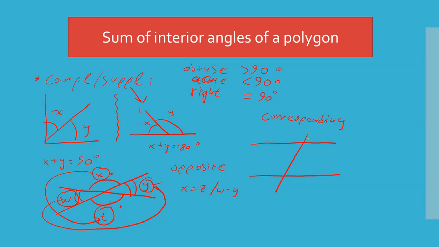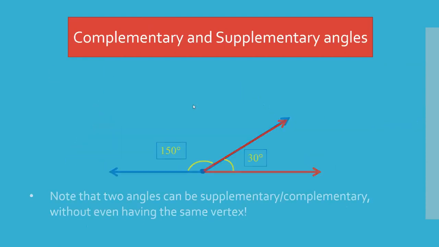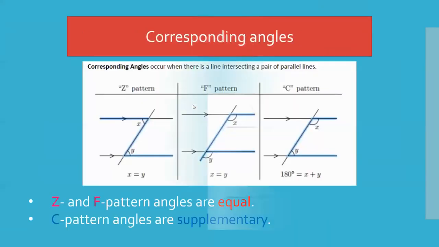So we talked about corresponding angles as well, and they happen when we take two parallel lines and we cross them with another line. Then there are these patterns created. So there is this Z pattern that is created, and then these two angles are equal. And actually, let me show you the idea. Yes, here are the patterns. So when we take two parallel lines and we cross them with another line, there are these patterns created.